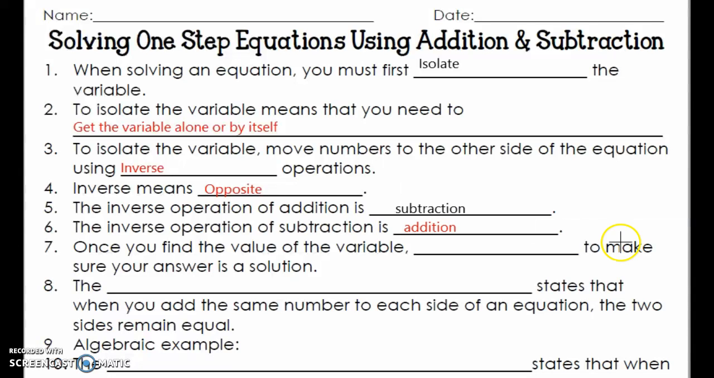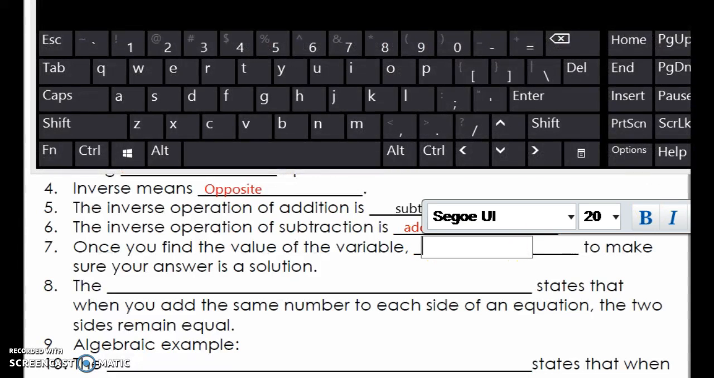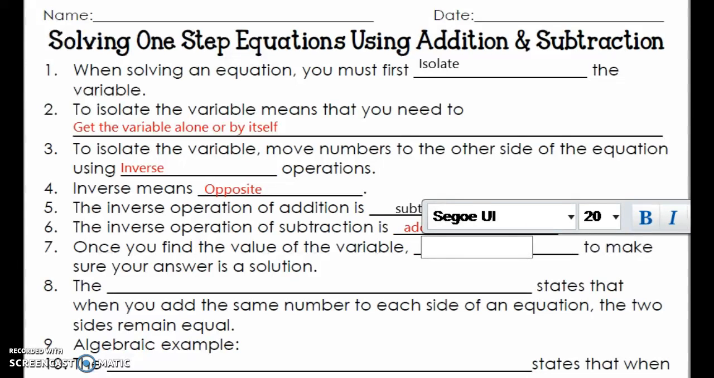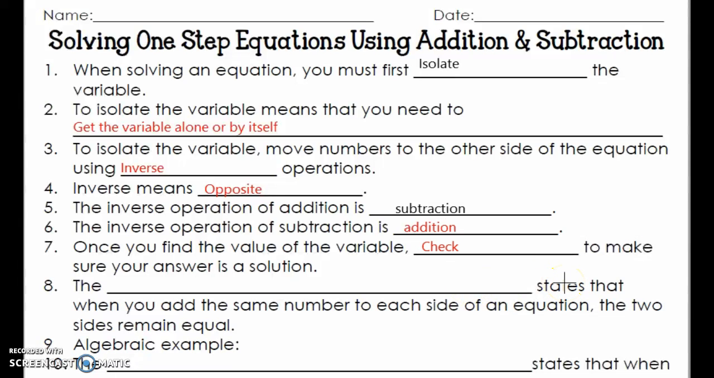Write it down, please. Once you find the value of the variable, what do we do to make sure our answer is a solution? We check. Now, you're going to hear us say over and over again, did you check? There's a reason we're saying it, and it's not just because we want you to do extra work. We really don't want you to do extra work. We want you to learn how to check yourself so that at the end of a problem you can say, oh yeah, that makes sense. I know it's correct. That's why we ask you to check.